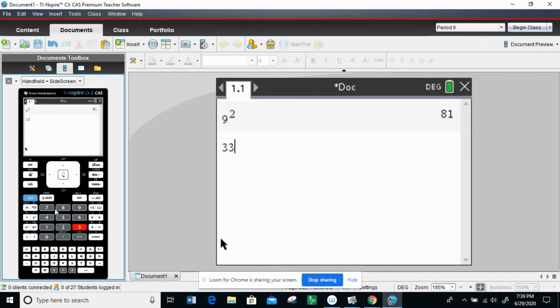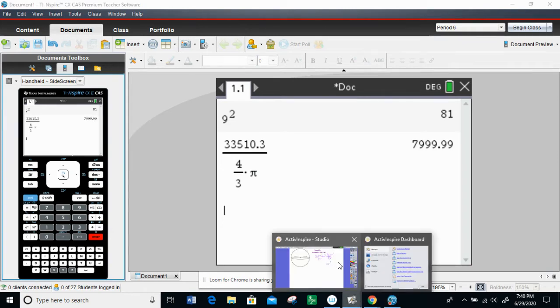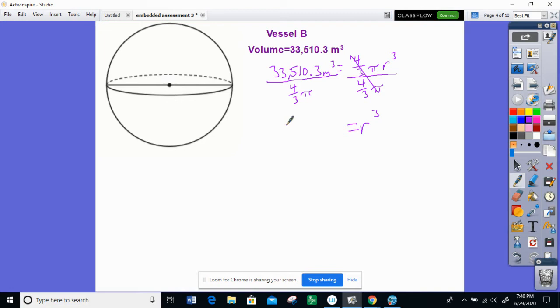So we want that to be 33,510.3. Now it's very, very important that we use parentheses here. So we want to divide by the fraction 4/3. We want to multiply that times pi. So now 7,999.99. That is really, really close to 8,000. So we're actually going to round that right on up to 8,000.